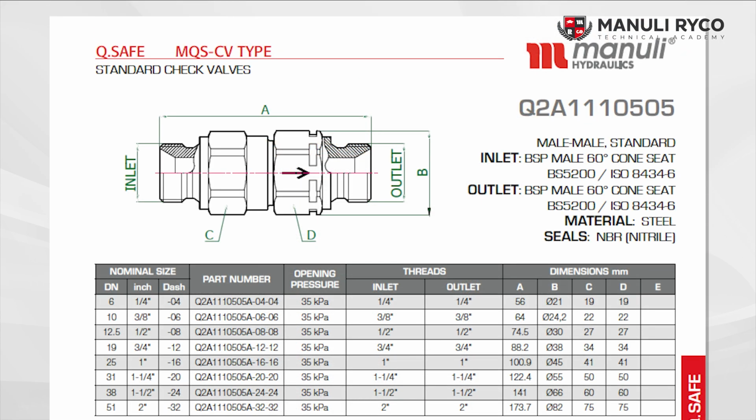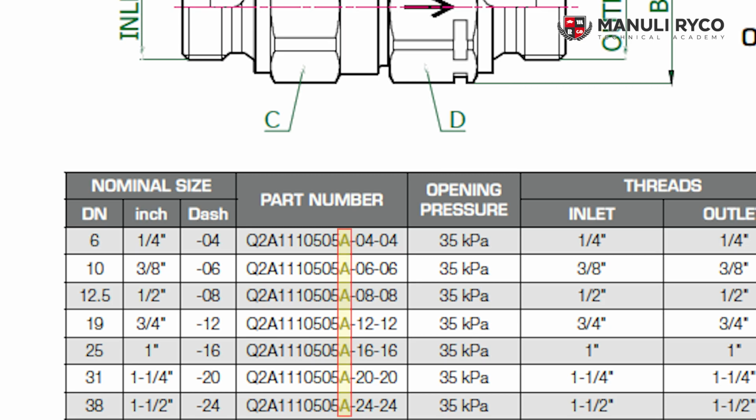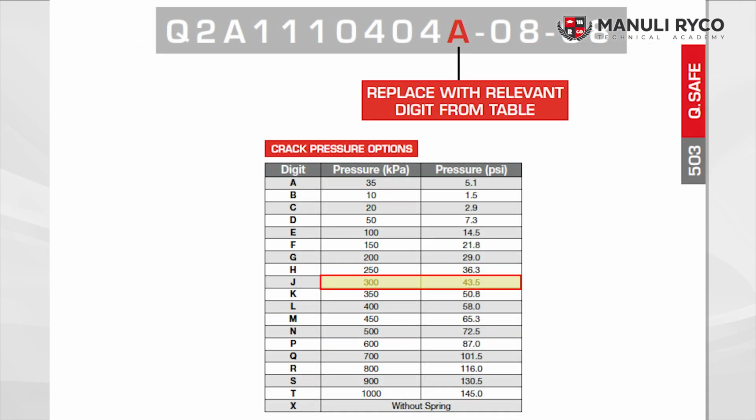Essentially, all Manuli check valves are listed in the catalogue with a 35 kPa cracking pressure. This is signified by the A in the part number. If an alternative cracking pressure is required, the A should be replaced by the corresponding letter from the cracking pressure options table below.